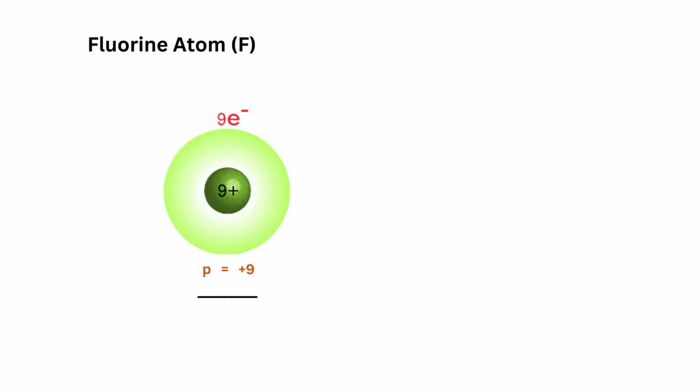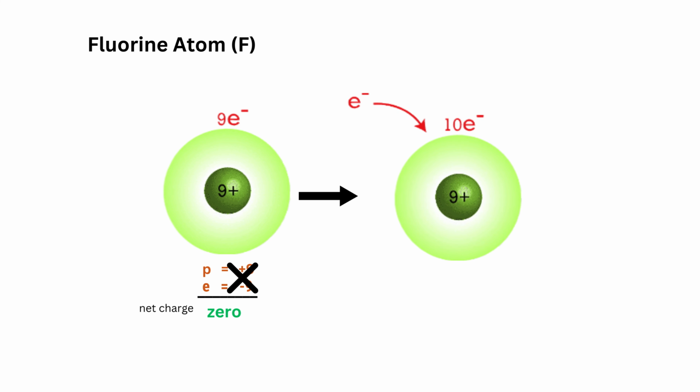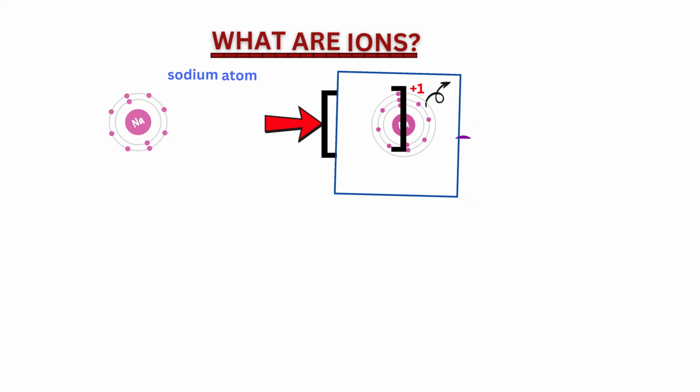Secondly, consider a fluorine atom. There are 9 protons and 9 electrons in a single atom of fluorine. We know that positive 9 and -9 cancel out each other and the net charge is 0 on the fluorine atom. Now consider that the fluorine atom gains this electron lost by the sodium atom. Initially, there were 9 protons and 9 electrons, and now there are 10 electrons and the net charge is -1. So, the net charge on the fluorine atom is -1. It is now a charged particle.